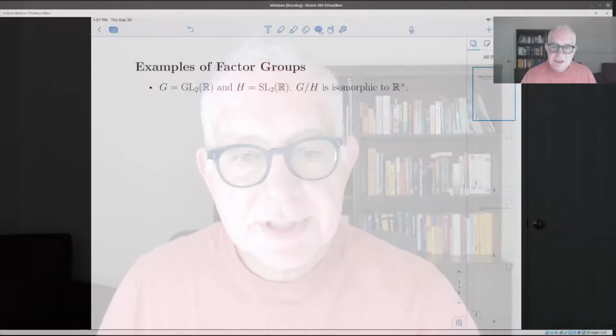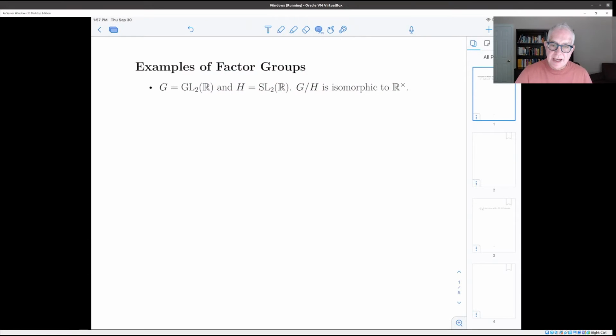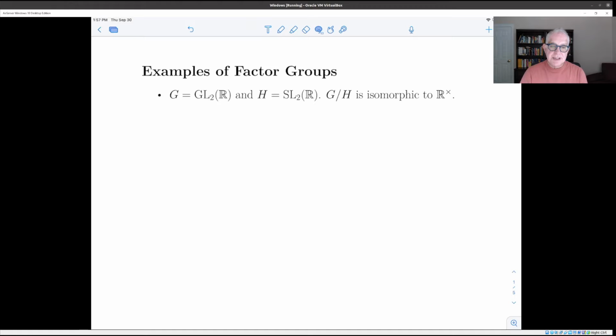Hi, everybody. So now I want to do a few more, maybe a little bit more complicated examples of factor groups so that we have a nice library of examples to turn to when we try to figure out what's going on. So the first example I want to talk about is the case where the group G is the 2x2 invertible matrices with real entries, and the group H is the subgroup of that group consisting of matrices of determinant 1. And these are groups that we've looked at before.